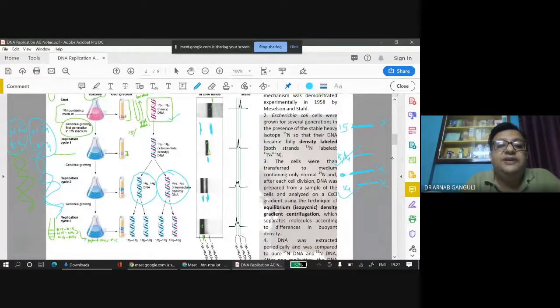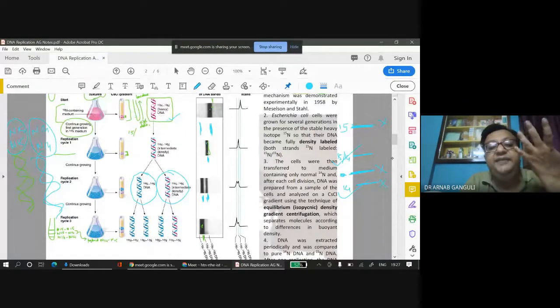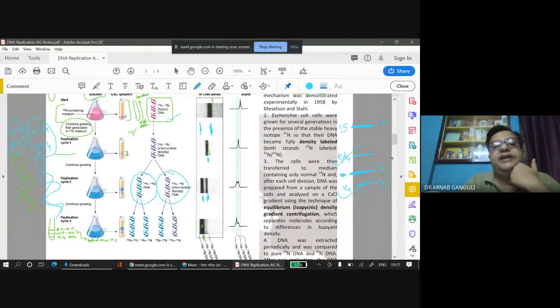Now, if this separates, এখান থেকে একটা নীল গেল, নীলের উপরে আর একটা N14 লেগে গেল, আর একটা গোলাপি গেল, গোলাপির উপরে যেহেতু এখন আর N15 নেই, একটা N14 এর স্ট্র্যান্ড লেগে গেল, এটা হালকা হয়ে গেল, ইন্টারমিডিয়েট, it remains the intermediate only. So you get one band for this and one band for this.